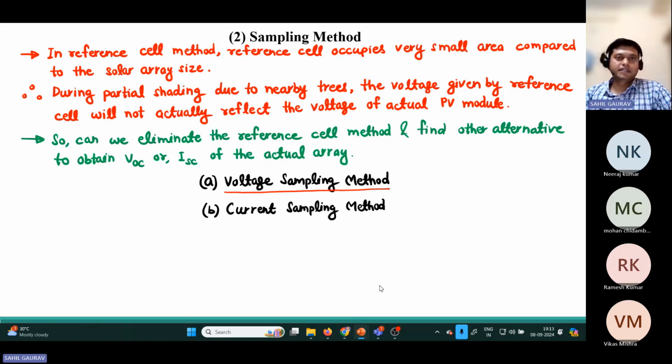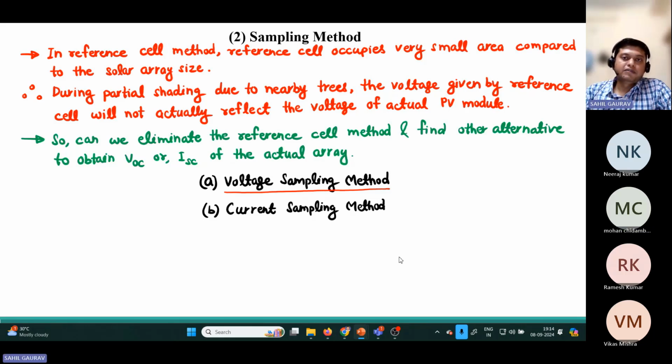Now coming to the sampling method. The first method we have covered. Now the second method comes, that is the sampling method. In the reference cell method, the reference cell occupies a very small area compared to the solar array size. And suppose partial shading or some defects come in that reference cell, then it will give some random value, and that will not be true for the solar module where we are implementing the MPPT.